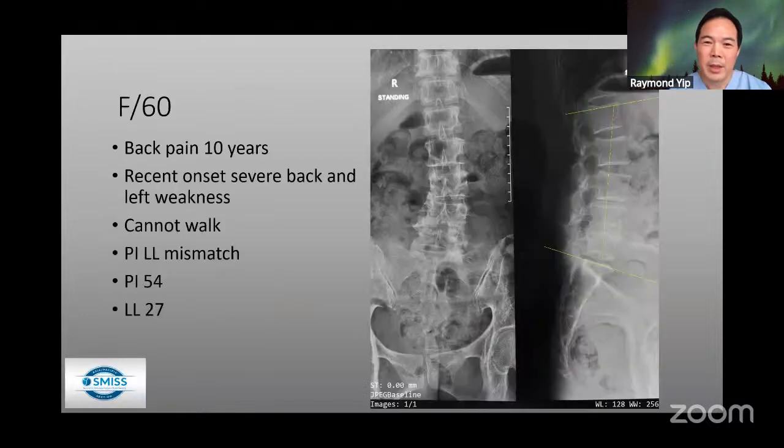Example 1. This patient has had back pain for over 10 years, and she's got recent onset severe back and left leg weakness, cannot walk, PI-LL mismatch. So there's a 27-degree mismatch between the PI and LL. She's got a degenerative scoliosis developing. She's gone into kyphosis. You can see multiple levels of disc collapse.